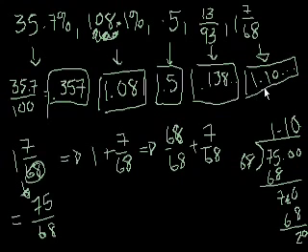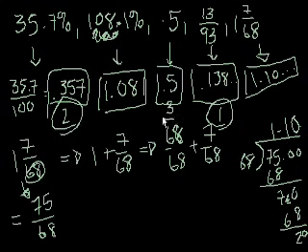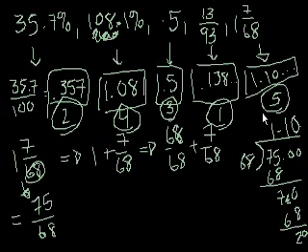So what's the smallest? So the smallest is right here. So I'm going to rank them from smallest to largest. So the smallest is 0.138. Then the next largest is going to be 0.357, right? Then the next largest is going to be 0.5. Then you're going to have 1.08. And then you're going to have 1 and 7/68.